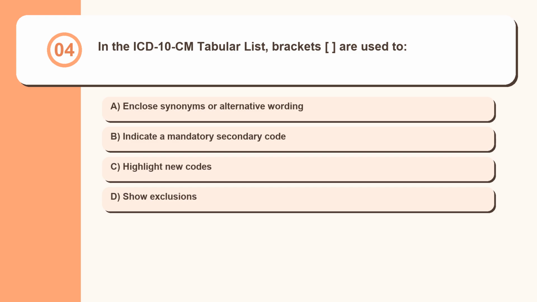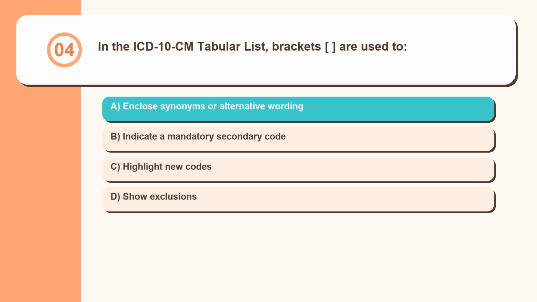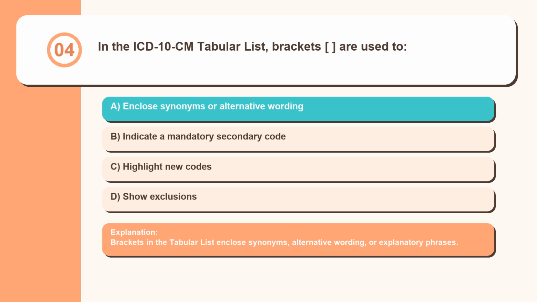Question 4. In the ICD-10-CM tabular list, brackets are used to enclose synonyms or alternative wording, indicate a mandatory secondary code, highlight new codes, show exclusions. Brackets in the tabular list enclose synonyms, alternative wording, or explanatory phrases.